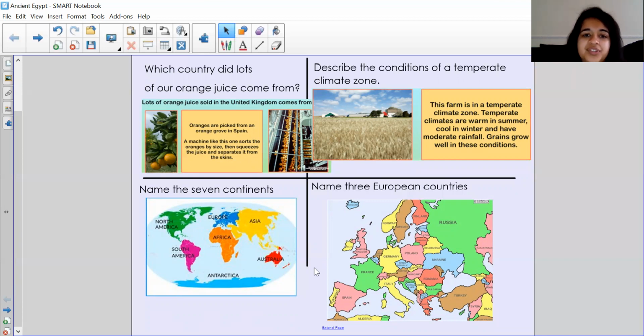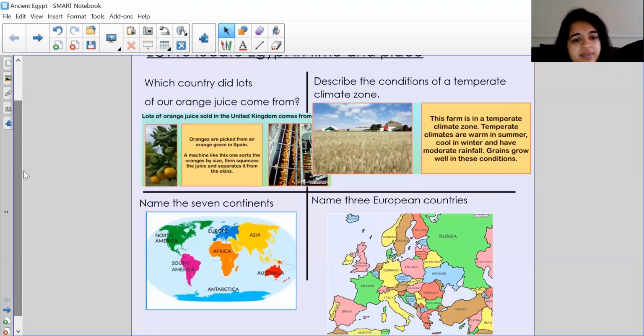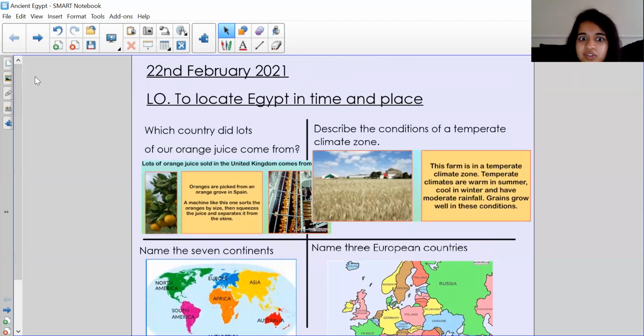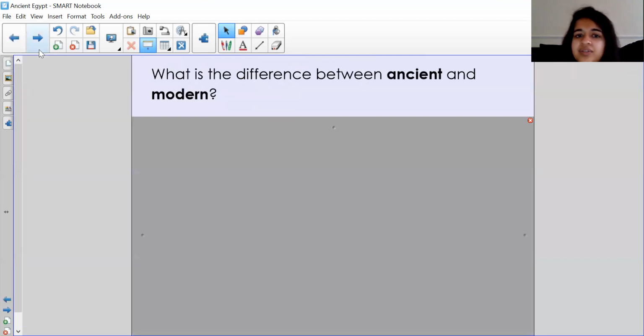So that was just checking, just to jog your memory. Don't worry if you can't remember it, that's why we're doing it again. But now let's move on to our new learning, which is about ancient Egypt. Before we do that, what is the difference between ancient and modern? These are 2 key vocabulary words that we need to know.